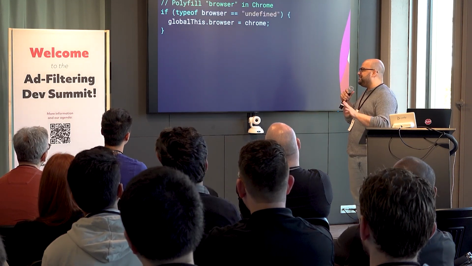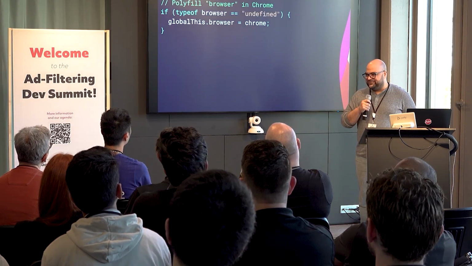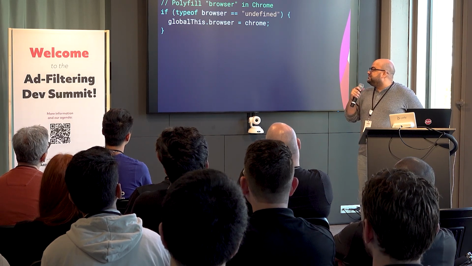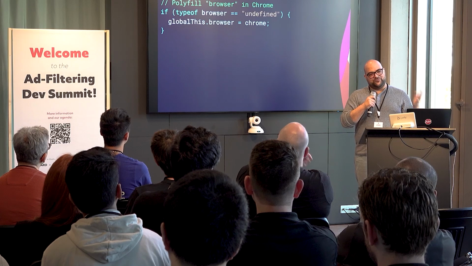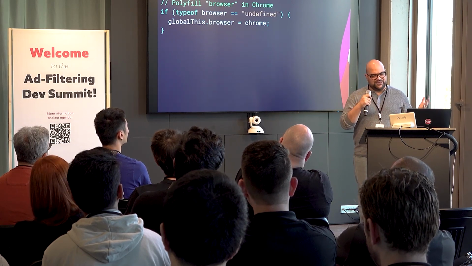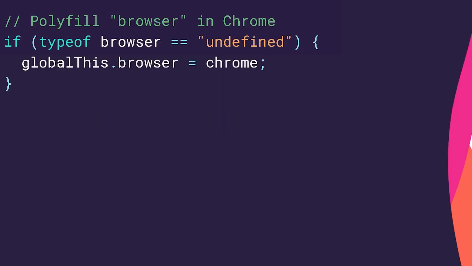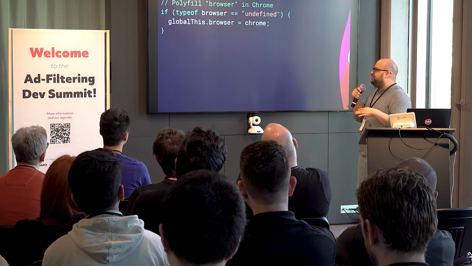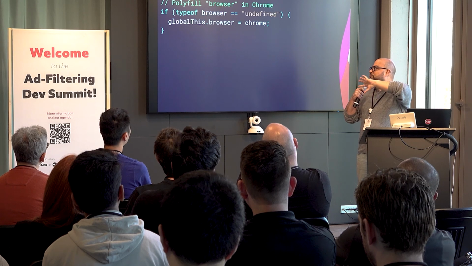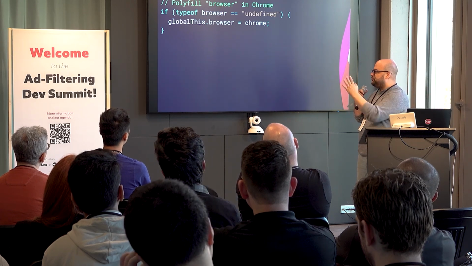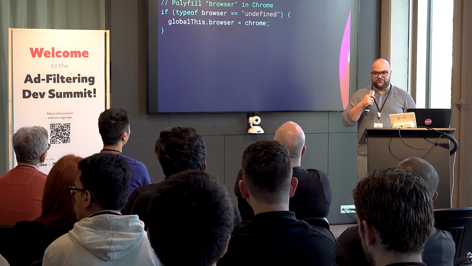Very quickly, global namespace shim. I lied. I wasn't done. So we're all kind of aligned in the web extension community group about using browser as the global namespace in the future. But Chrome doesn't currently support browser. So to work around that, you can use this kind of pattern to set the global browser variable to chrome, and then all of your APIs will work as expected.